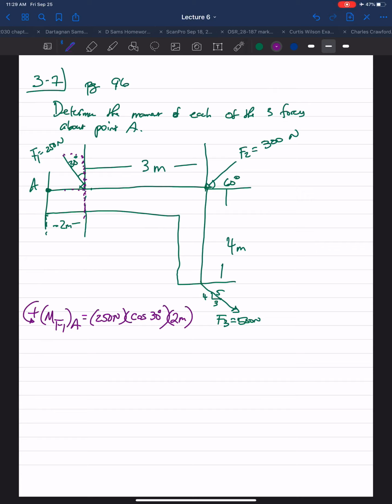Solve this out. And with F1 pushing down to the right of point A, it's causing a rotation in the clockwise. So that'll be a negative value. Clockwise being negative, counterclockwise being positive. So this comes out to be Newton meters, force times distance.